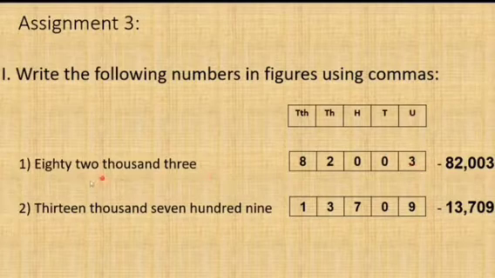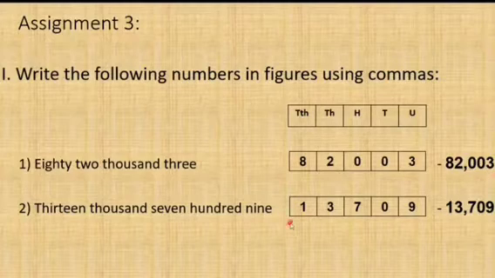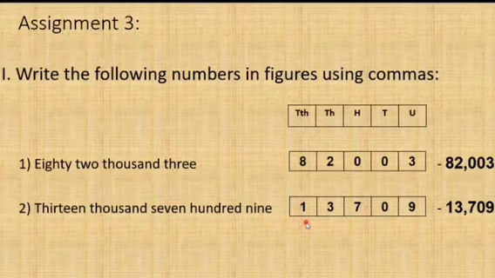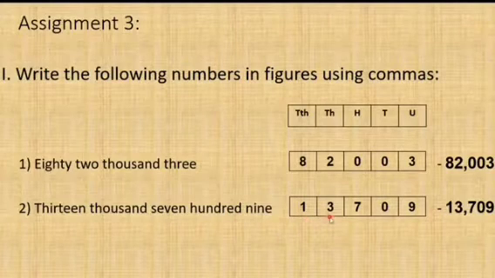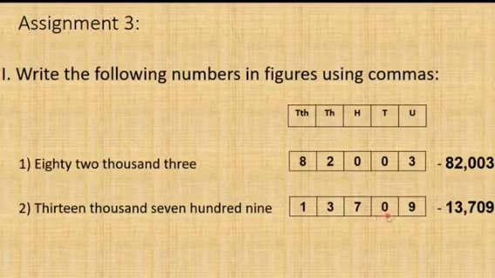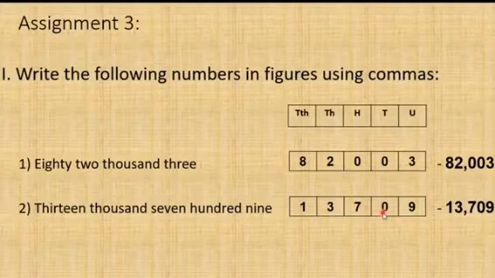We don't have hundreds and tens places here, so we replace those with zeros. So it is 82,003. Similarly, the next one being 13,709, which is written as 1 in the 10,000s place, 3 in thousands place, 7 in hundreds place, then 9 in units place. Since we don't have tens place mentioned in words, we add 0 in that place.